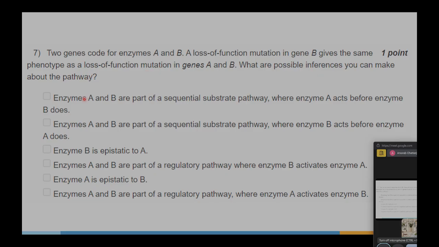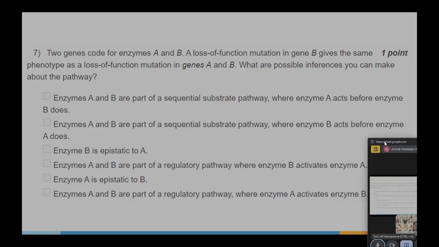The options are: enzymes A and B are part of a sequential substrate pathway where enzyme A acts before enzyme B. A and B are part of a sequential substrate pathway where enzyme B acts before enzyme A. Enzyme B is epistatic to A. Enzyme A and B are part of a regulatory network where enzyme B activates enzyme A. Enzyme A is epistatic to enzyme B. Enzyme A and B are part of a regulatory network where enzyme A activates enzyme B.